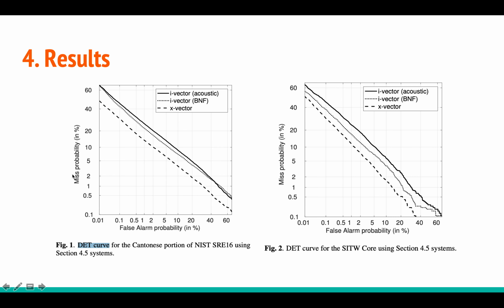And finally, this is the DET curve, a detection error tradeoff curve. When you see this curve, the x-vector is the best one as of now, because this is below, this is below. This is for SRE Cantonese, and even for the Speakers in the Wild evaluation, the DET curve is better for the x-vector.